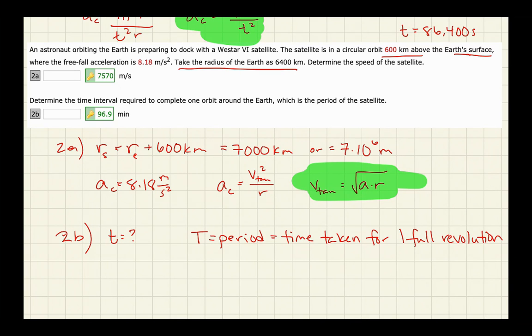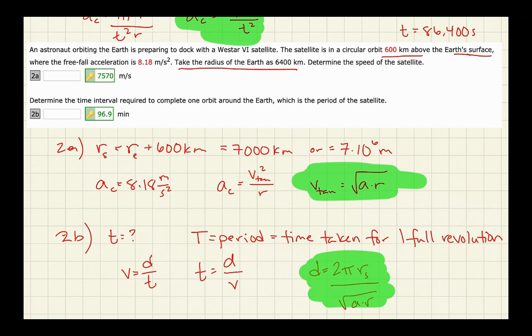So in order to answer this part of the question, I need to know both the velocity, which I solved for previously, and the total distance that I'm covering, right? So my v is going to be my d over t. Time is going to be distance over velocity. That distance is, again, the circumference of the circle. So that'd be 2 pi r of the satellite divided by the velocity, which is the square root of a r. Okay, so again, solve that out with your numbers that you're given, and you should have the solution.